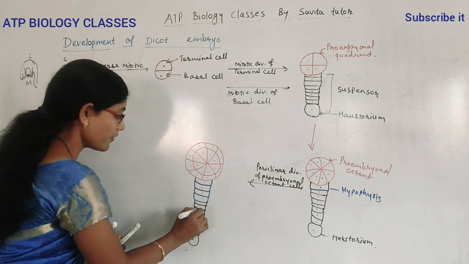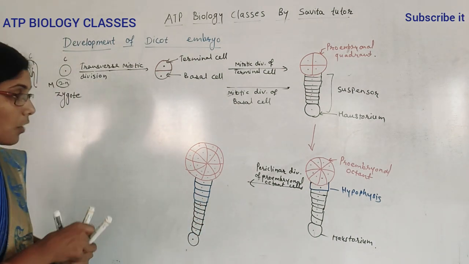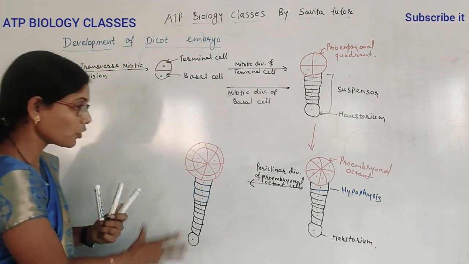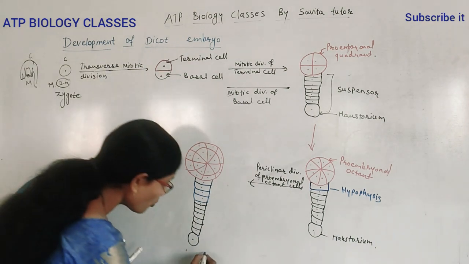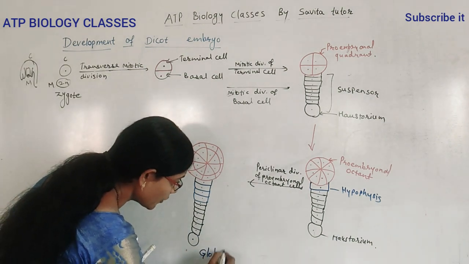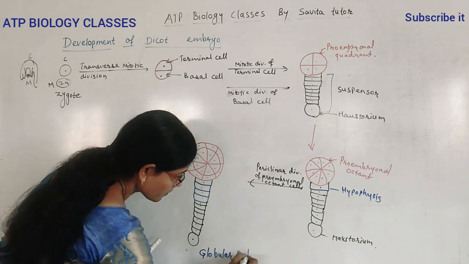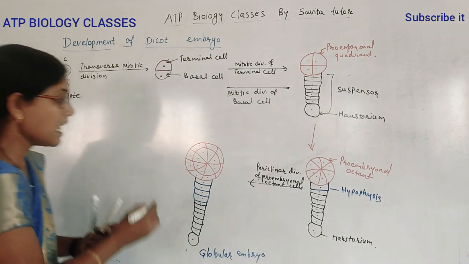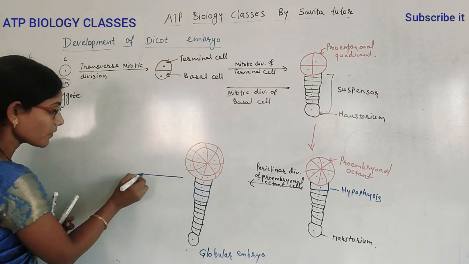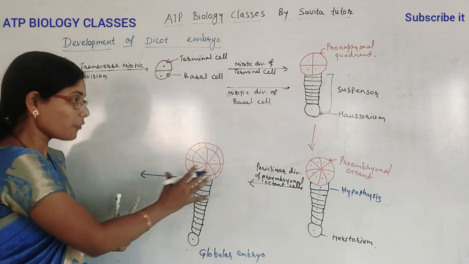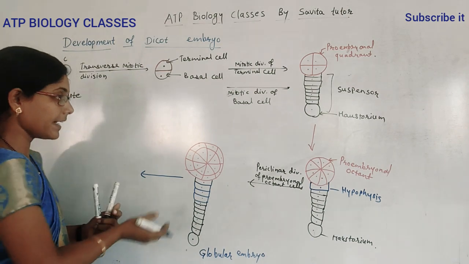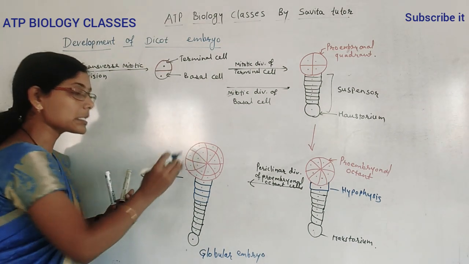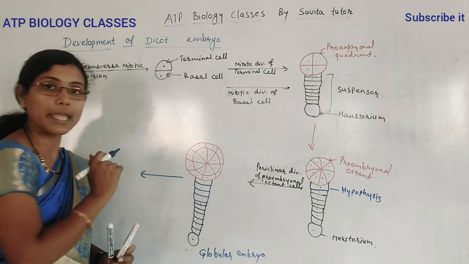Right? They will remain as it is. Now what happens? This is what kind of embryo? This is said to be globular embryo. Right. Next is this. The fate of all these cells is decided, that is, which part of these cells is going to give rise to which part of the embryo.